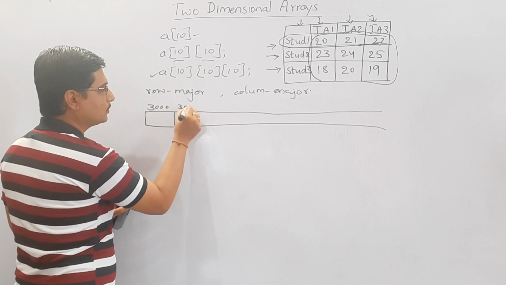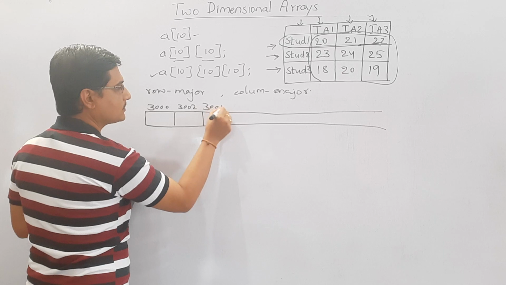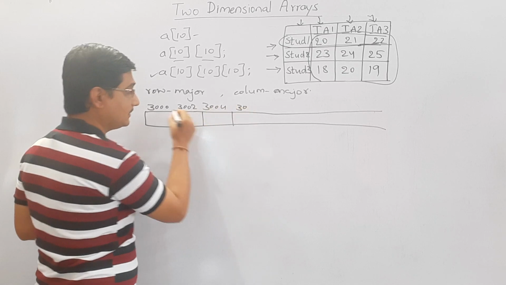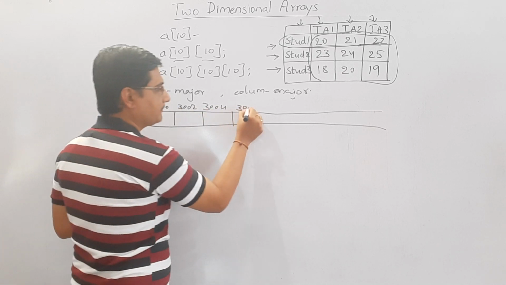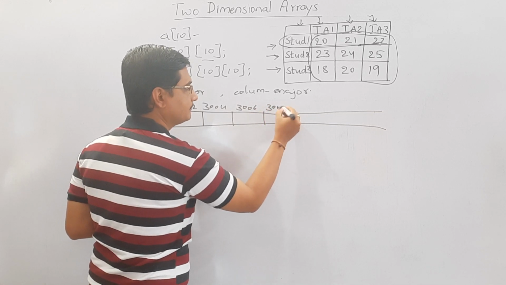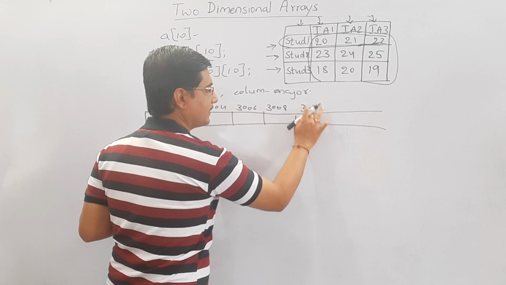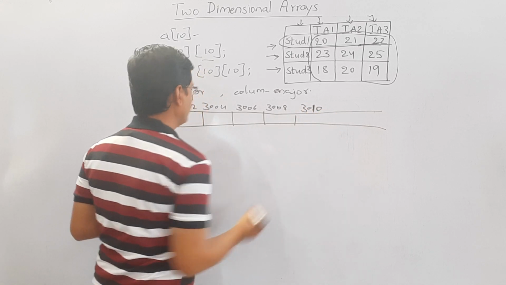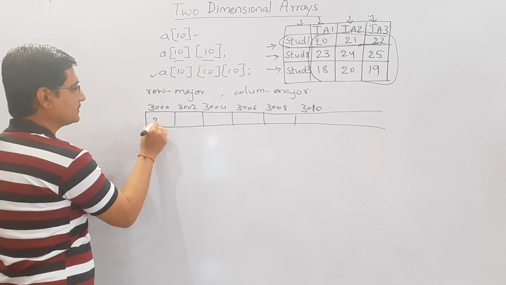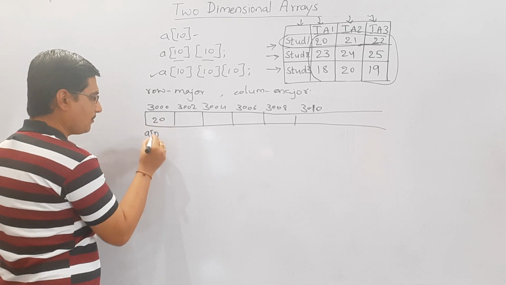then 3002, 3004, these are the addresses I am writing, 3006, 3008, 3010, and so on. So the first item is 20, this is A of 0, 0 and the next is A of 0, 1.